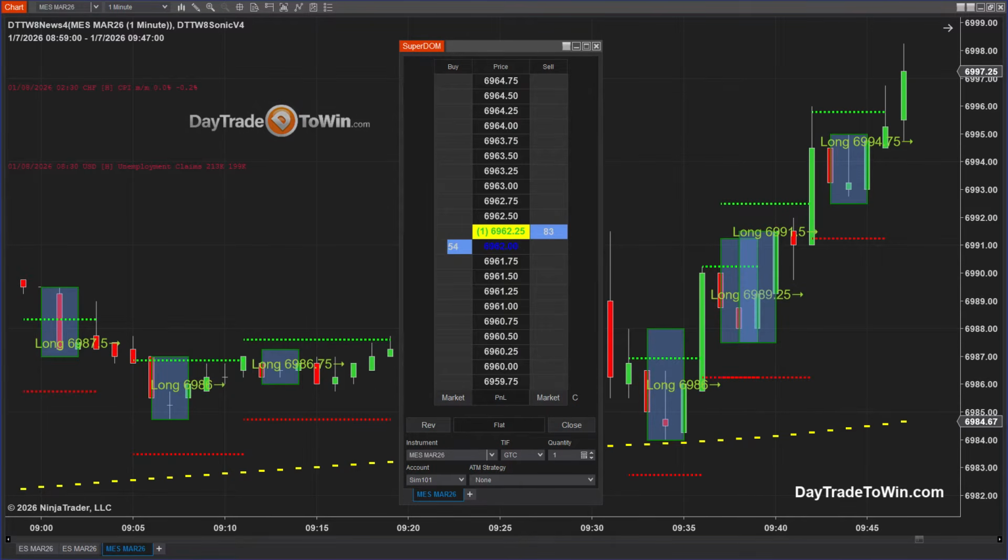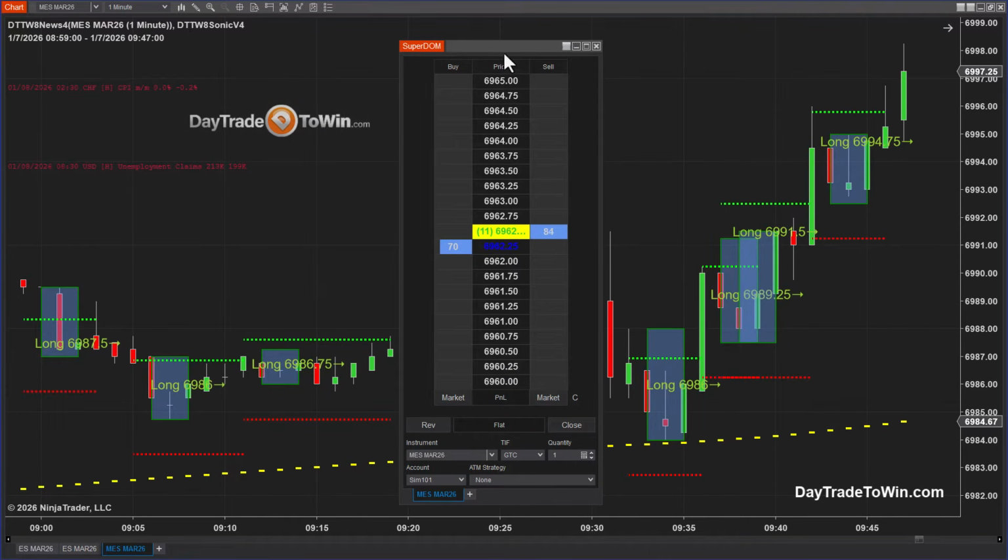Recently we had a student ask about how the SuperDOM works and what the columns mean. I thought this may be a good opportunity to share a video with you. So what you're looking at here are three columns. The column in the center here is the price. It doesn't matter whether you're using the gold or the E-mini or the NASDAQ or the Dow or any market whatsoever. It works in the same way.